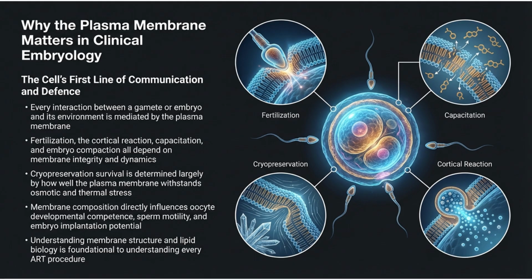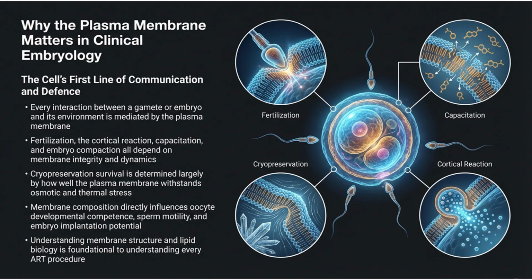And when things go wrong in our procedures, membrane biology is often at the heart of the problem. Cryopreservation, vitrification of oocytes, sperm, and embryos, subjects the plasma membrane to extraordinary osmotic and thermal stress. Whether a cell survives that process depends enormously on how well its membrane can withstand rapid dehydration and rehydration, dramatic temperature shifts, and the presence of cryoprotectant agents that interact directly with lipid components. A membrane that lacks the right lipid composition, or one that has been damaged by oxidative stress, may simply not recover.